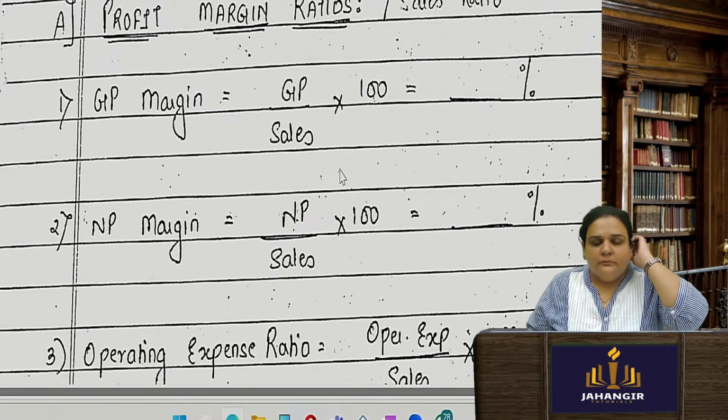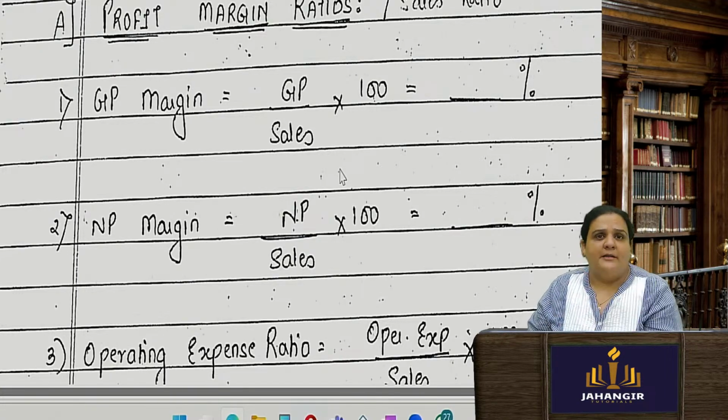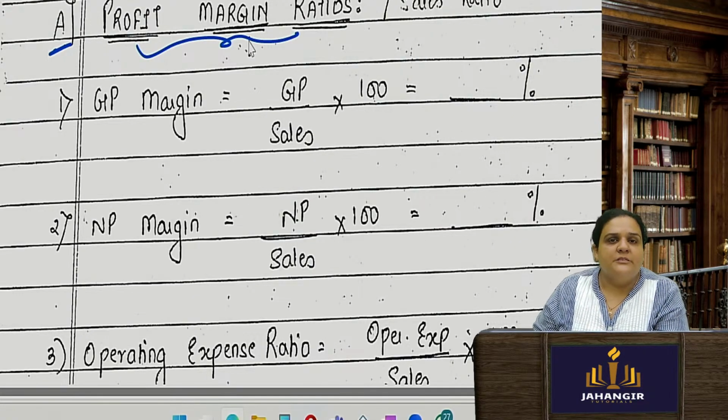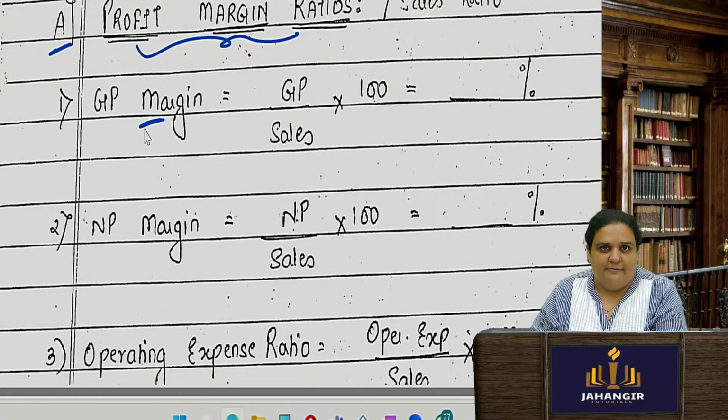Starting with the profit margin ratios. This is part A, because these are about profit margins. This is one of the most important types of ratios. They generally keep asking you gross profit margin, net profit margin, all those types of things. So gross profit margin means what? How much percentage of gross profit we have.